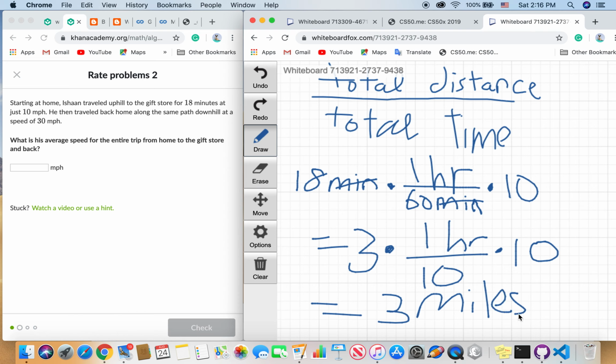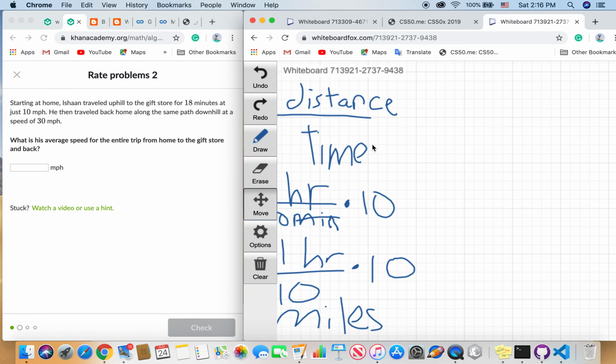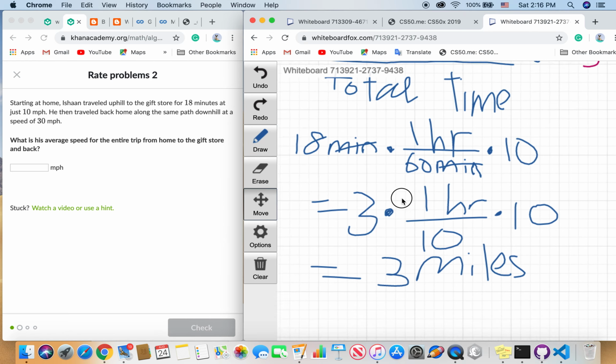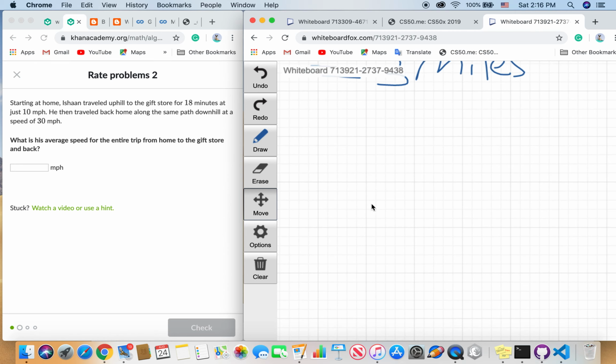3 miles is when he goes uphill. And since they use the same route, we can now infer 3. Let me switch a color. 3 plus 3 equals 6, which is the total distance. Alright, now we'll figure out the total time it takes.